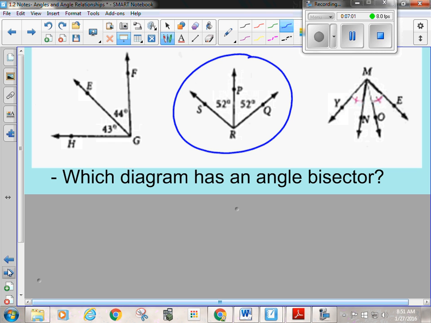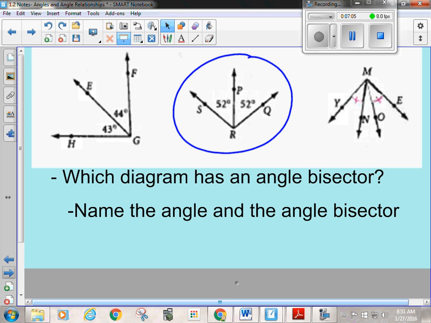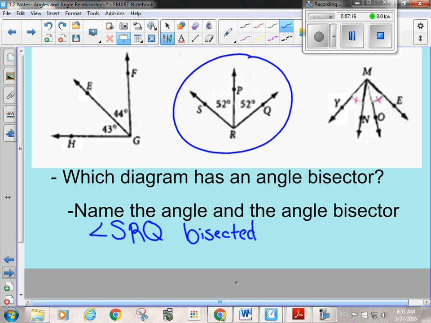So we're going to look here. It's our middle one. And we want to name the angle and its bisector. So we're going to name our large angle SRQ is bisected by RP, and that's a ray.